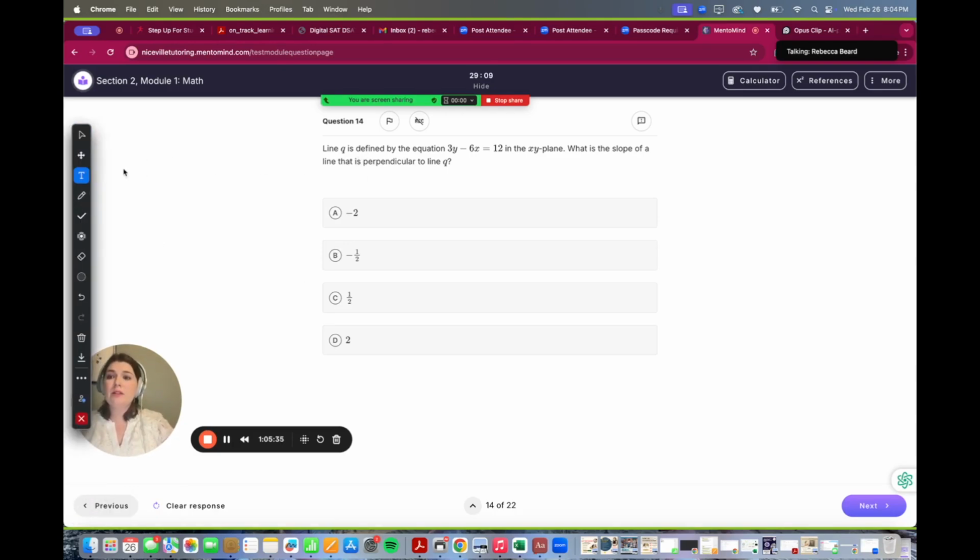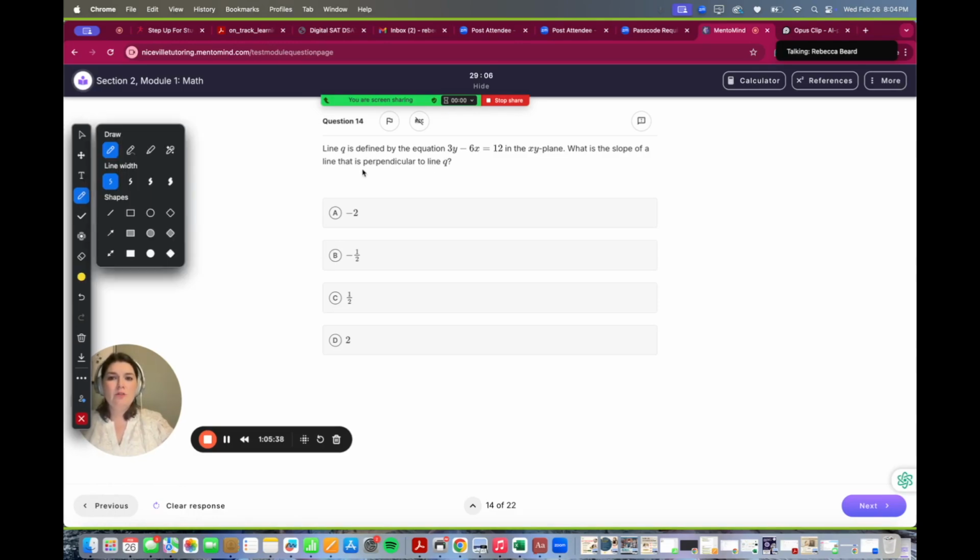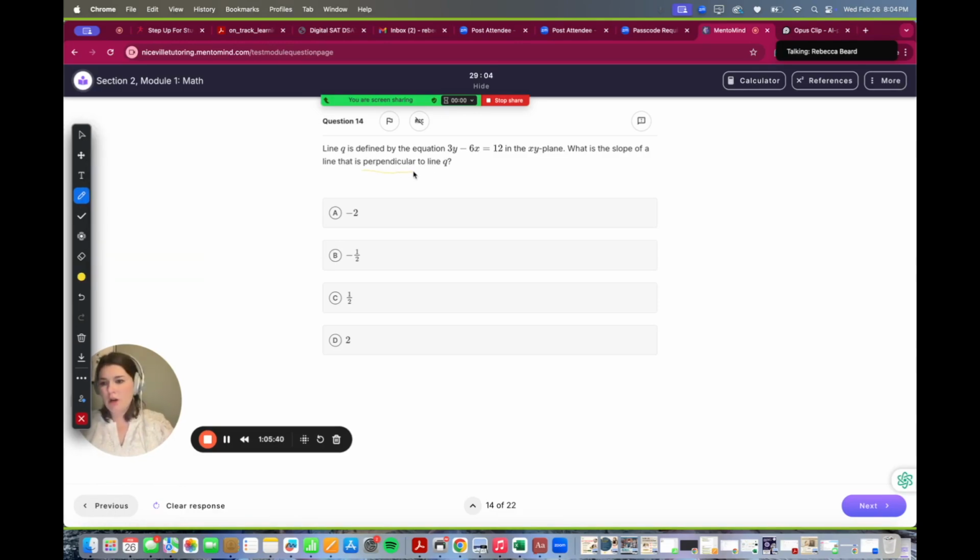Please go ahead and try this, and please note, you are focusing hyper in on this word perpendicular. So make sure you keep that in mind.